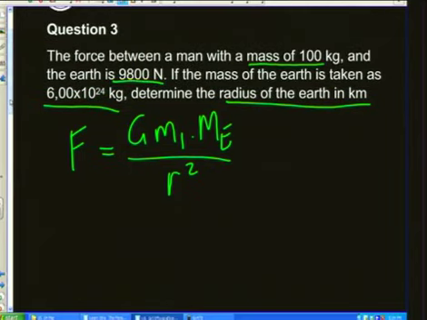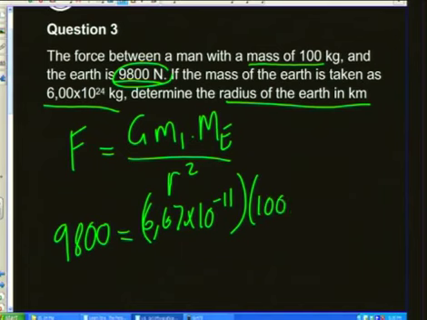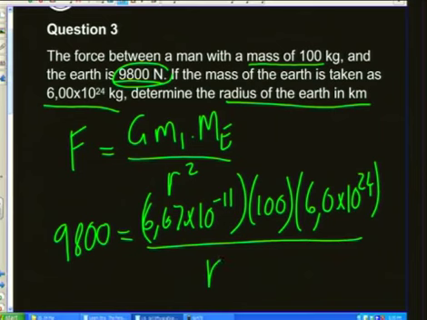We're told that the force between the Earth and the man is 9,800. So we're going to put the 9,800 there. We're going to put the 6,67 times 10 to the minus 11 over there. Put it in brackets so we don't forget it. We've got the mass of the man. He's 100 kilograms. And we've got the mass of the Earth is 6,0 times 10 to the 24 kilograms. We don't know what R squared is. So that's what we've got to find.